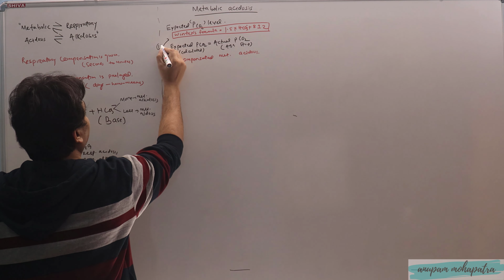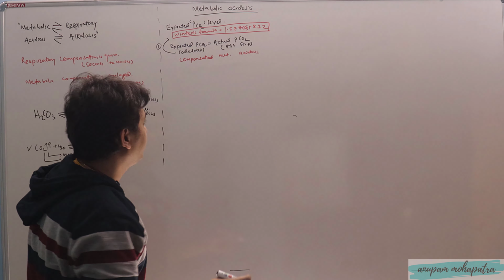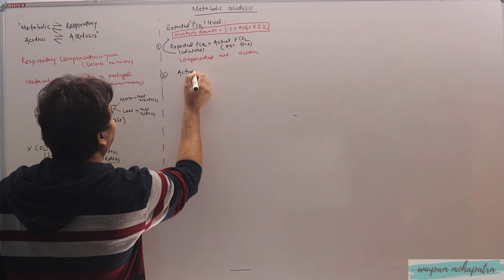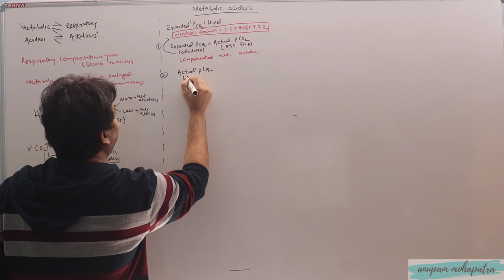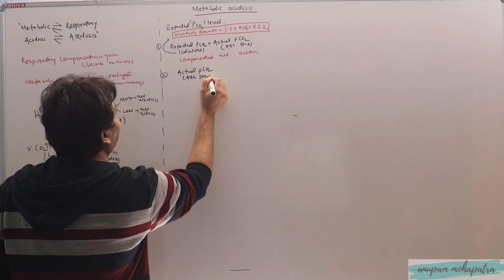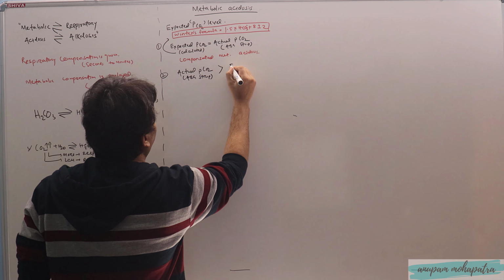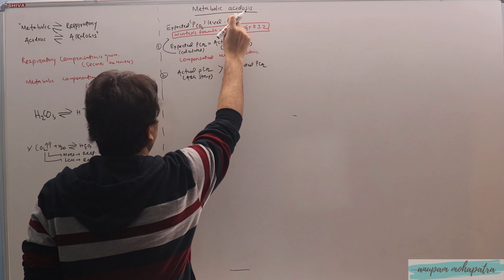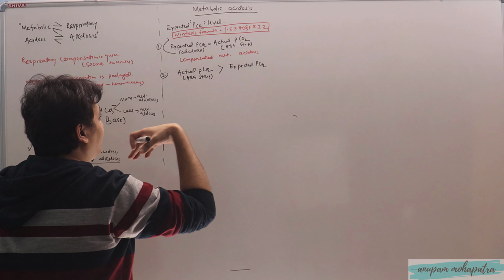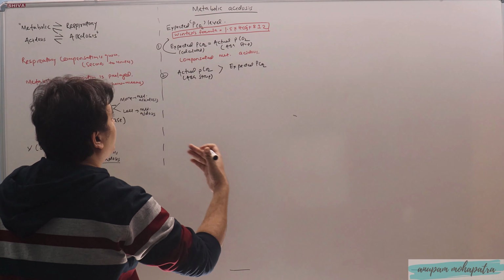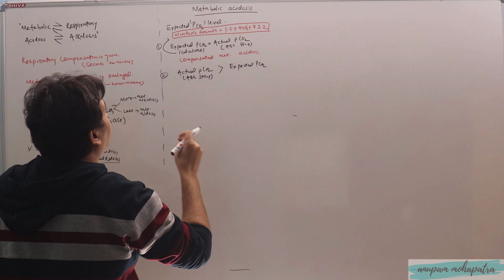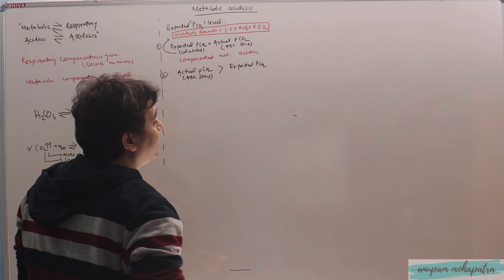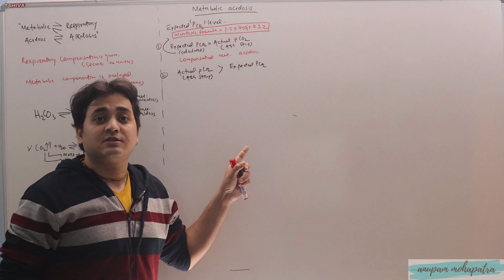Now another thing can happen. This is the first point. So there will be a second scenario where you can find the actual PCO2 that is in your ABG strip can be greater than the expected PCO2. Now because it is a metabolic acidosis, there will be hyperventilation and carbon dioxide will be washed out to compensate. But if actual PCO2 is more than expected PCO2, that means what? That means the respiratory compensation is inadequate.